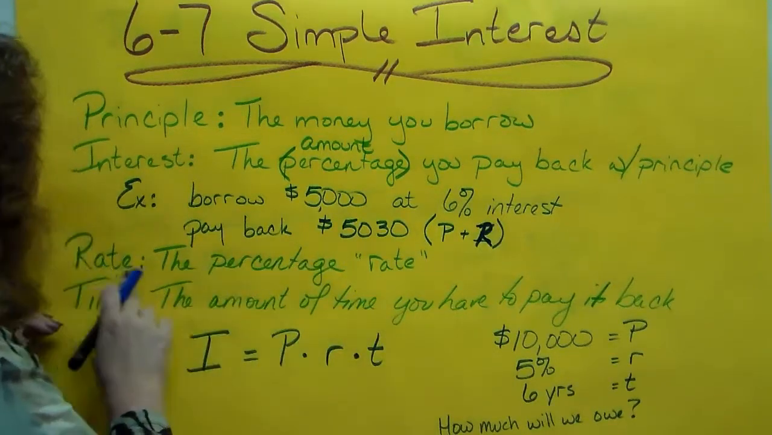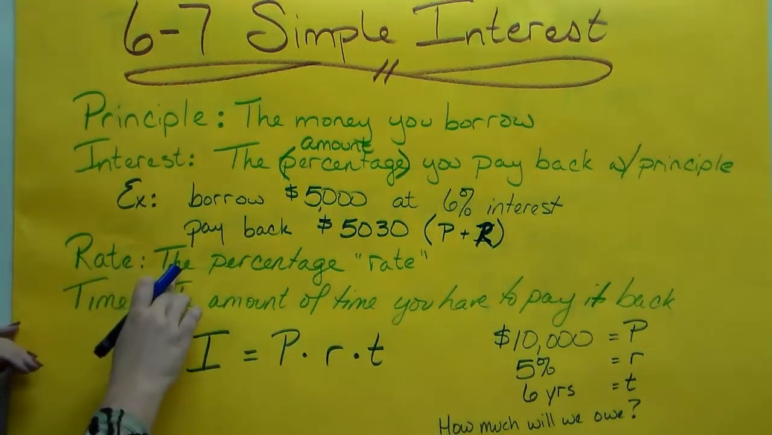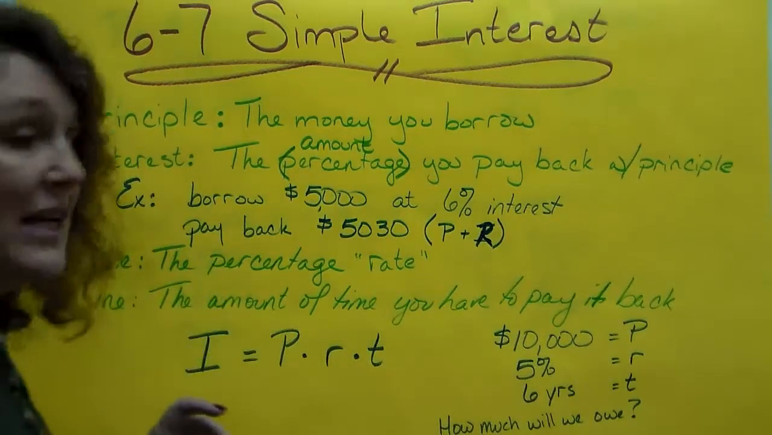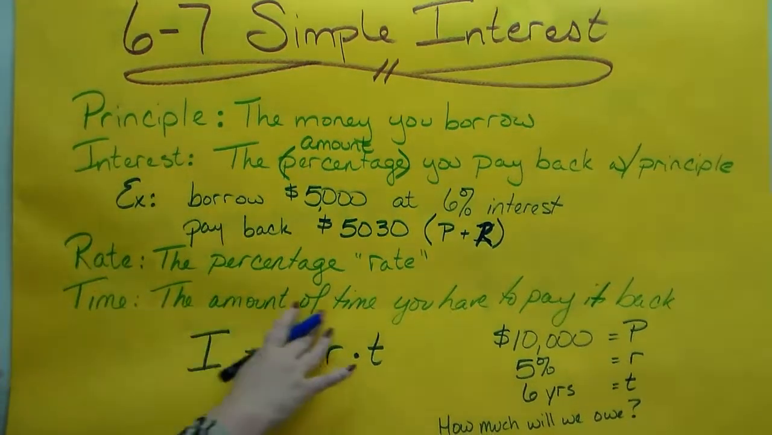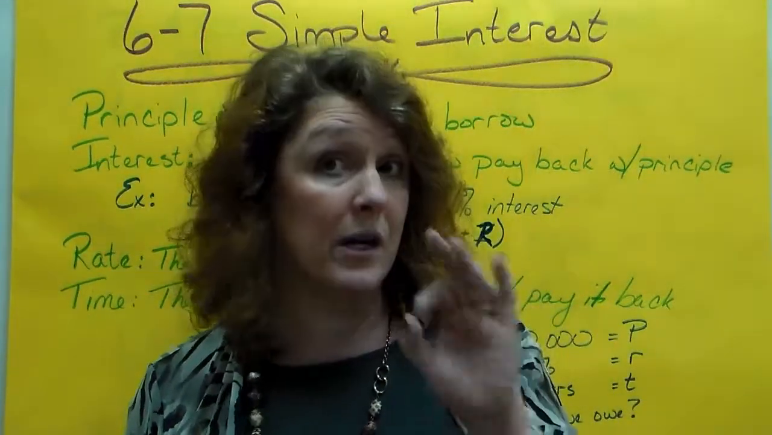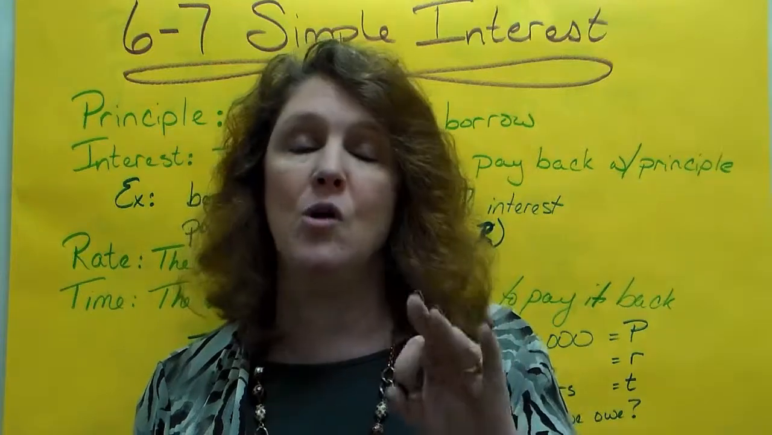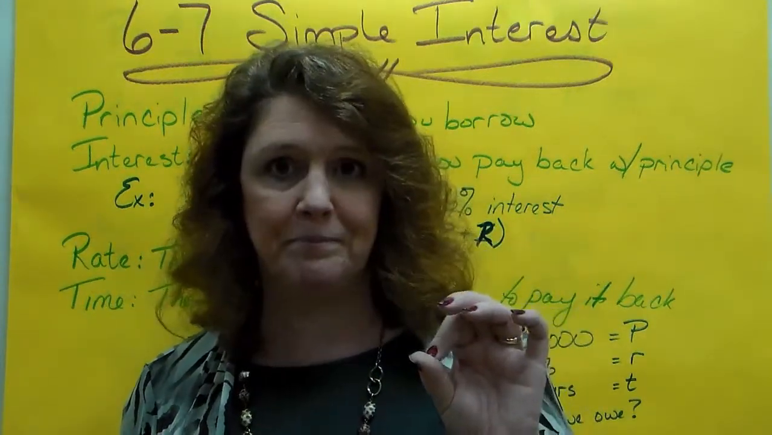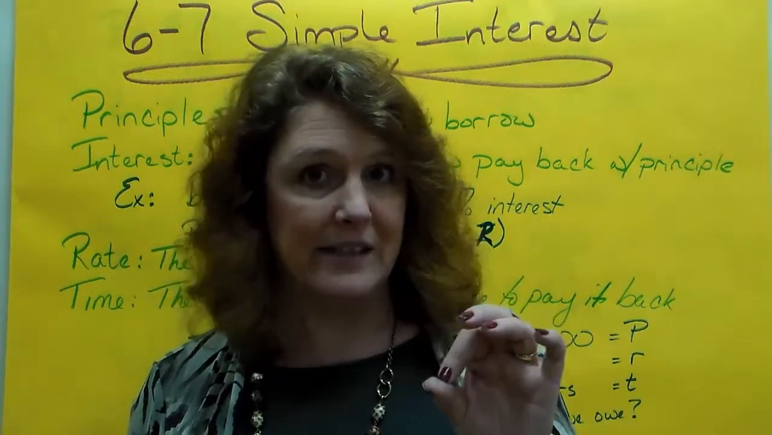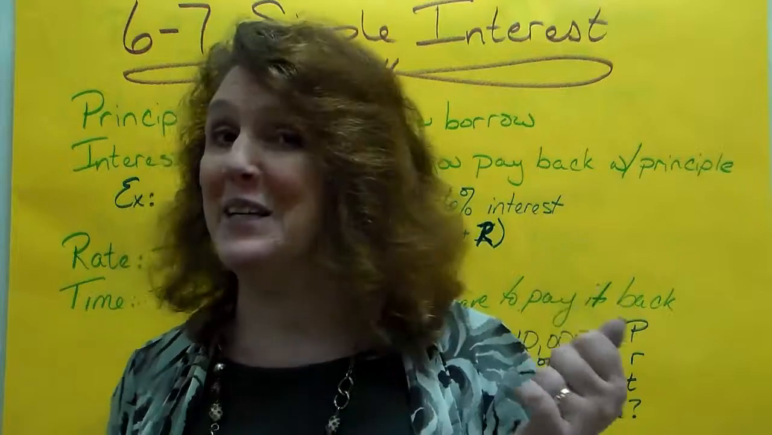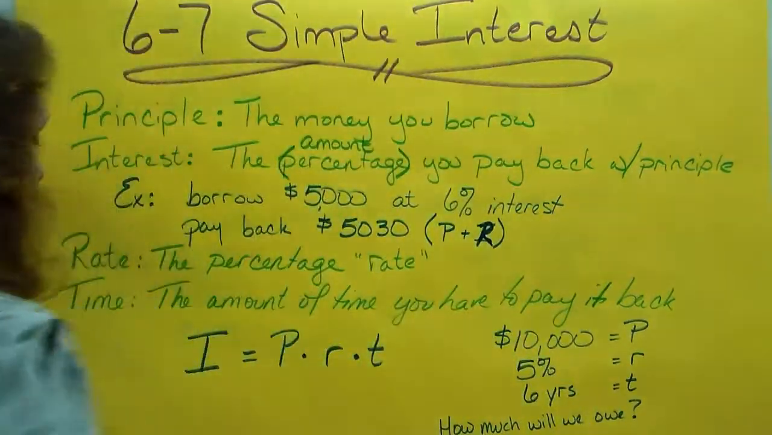The rate, that word rate, is the percentage rate. So rate is just what your percentage is. And then the time is the amount of time you have to pay it back. The time is usually in years, though I'm going to warn you, in your homework, one of the questions says it's 6 months. Don't multiply it by 6. Make sure you understand that 6 months is half a year. So, there, I just gave you a clue.